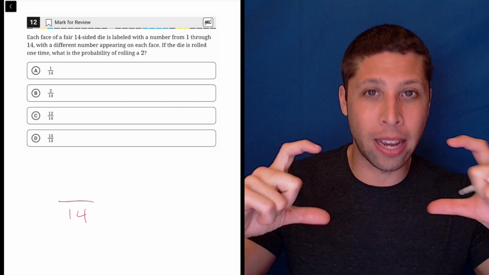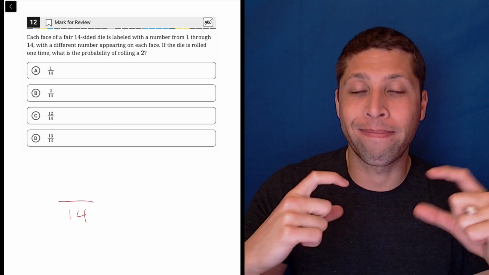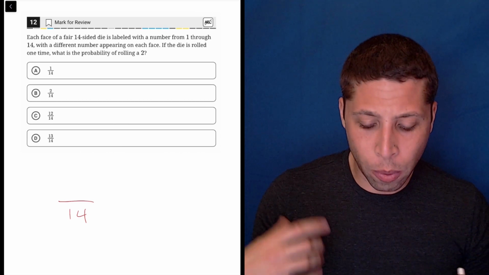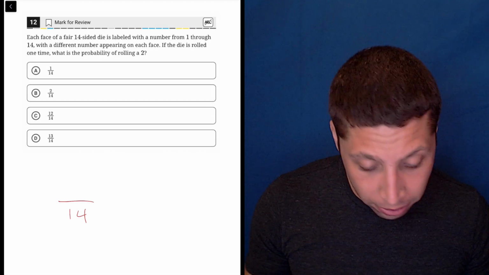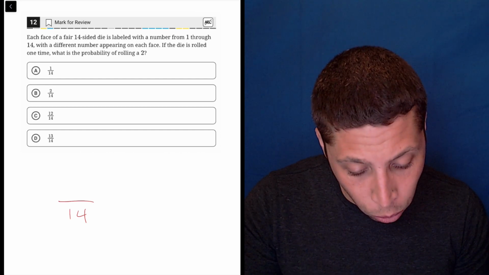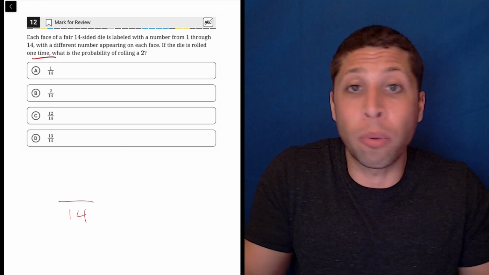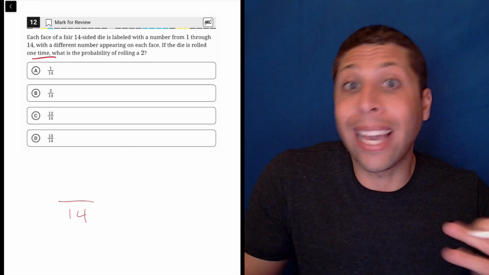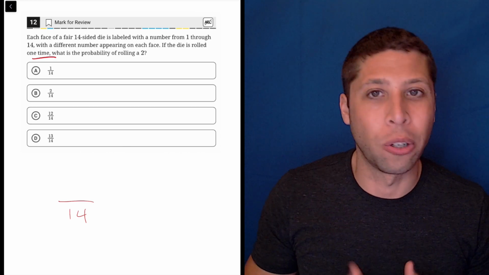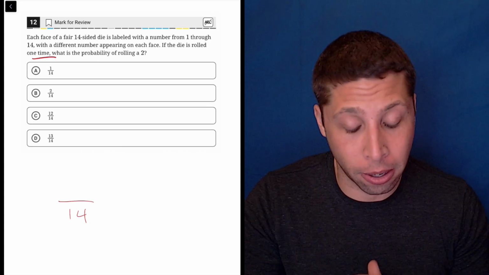The denominator is usually what we want to start with because it's the thing that's limiting, I guess. So in this case, there's 14 possibilities. They don't give us any certain characteristics that we need to look for, right? If the die is rolled one time, what is the probability of rolling a 2? We're just rolling it, right? They're not saying if it's rolled and we get an even number, what's the probability of a 2, right? It's not that complicated. It's very simple. So 14 is our denominator.